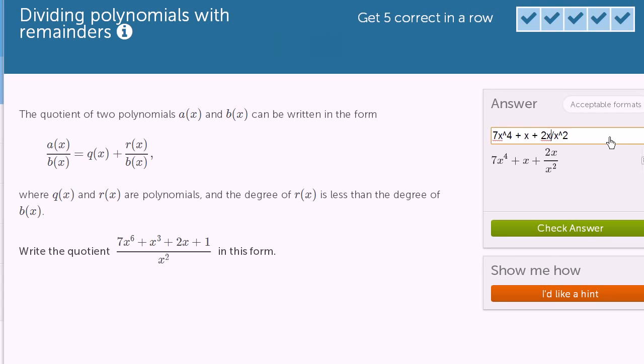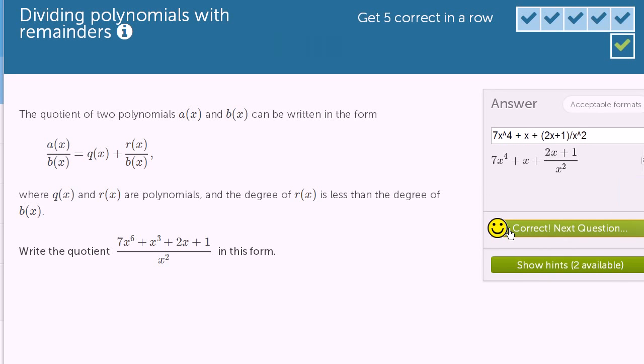So one way to think about it, let me just put some parentheses here so that it interprets my typing correctly. So notice, these terms of the polynomial have an equal or higher degree than x squared, so I just divided those. 7x to the 6th divided by x squared is 7x to the 4th. x to the 3rd divided by x squared is x. And then once I got to terms that had a lower degree than x squared, I just left them there. I just said plus whatever 2x plus 1 divided by x squared is. And that's the form that they wanted us to write it in. We'll check our answer, and we got it right.